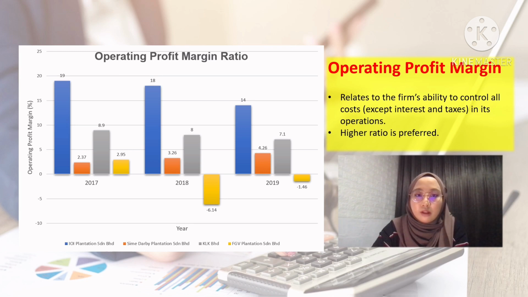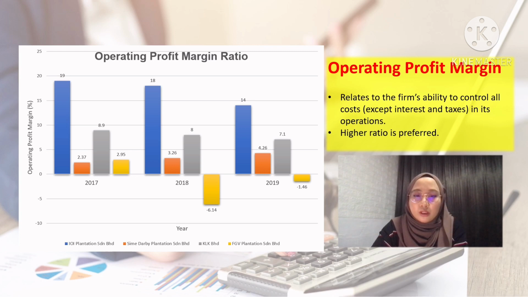In year 2018, the same trend was noted. However, FGV Plantation suffered great loss, making its operating profit margin decrease into a negative value. In year 2019, IOI Plantation is still making the highest operating profit margin, followed by KLK Berhad and Simdarbi Plantation. Meanwhile, FGV Plantation has managed to recover a little, but they were still suffering losses, indicated by the negative value of the operating profit margin.